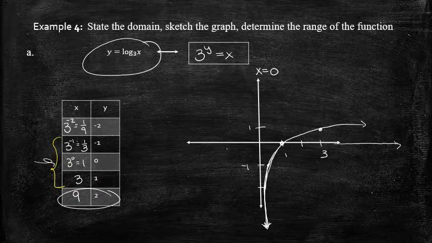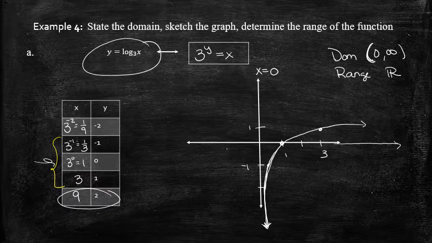The domain is (0, infinity). So a parenthesis again, because we do not include 0, so only positive numbers. And then the range is all real numbers. The logarithmic function does grow off to infinity, but it just does so very slowly.